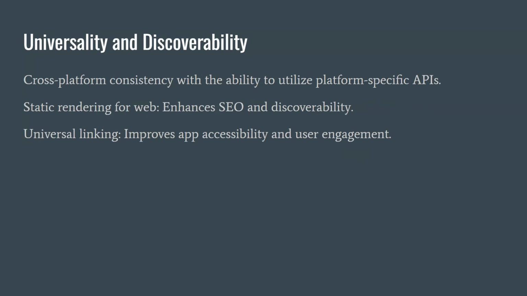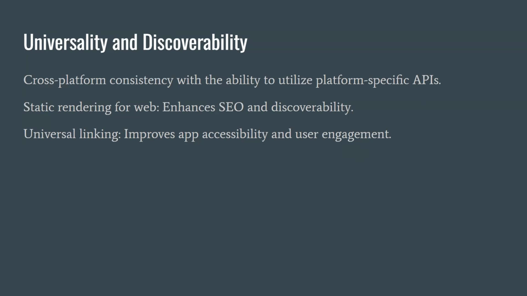Universality and discoverability. This is something that Expo Router does well, which is providing a unified navigation structure for all platforms, but at the same time, if you need to, you can still tap into platform-specific APIs. So it offers flexibility when needed.